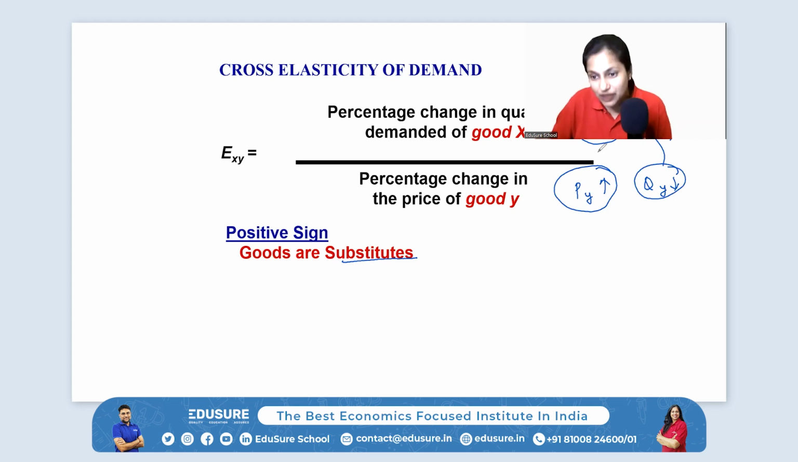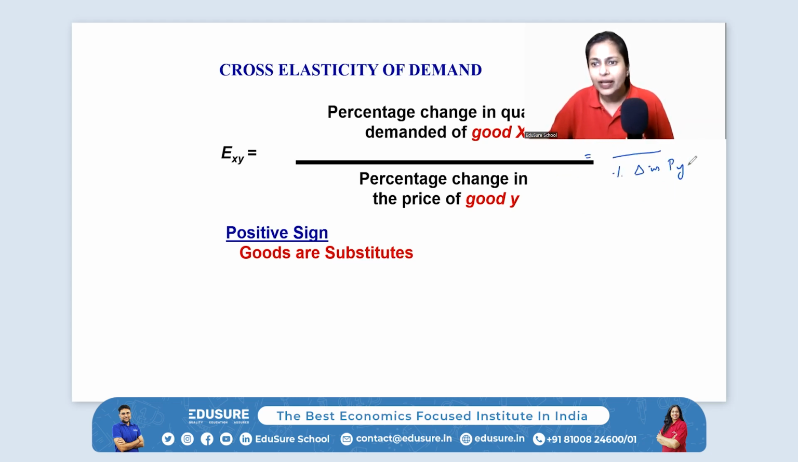The goods are substitute goods, just like vanilla ice cream and chocolate ice cream. In the denominator, you have the percentage change in price of good Y, and you have the percentage change in quantity of good X. If this is positive, then the goods are substitutes. You can substitute Y for X. So if the price of Y increases, quantity of Y falls, and it leads to quantity of X rising, substituting demand from one good to the other. So these are substitute goods.